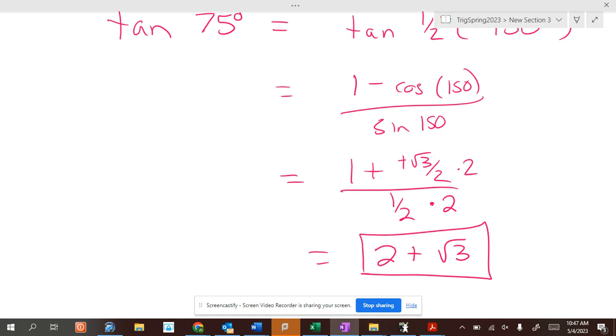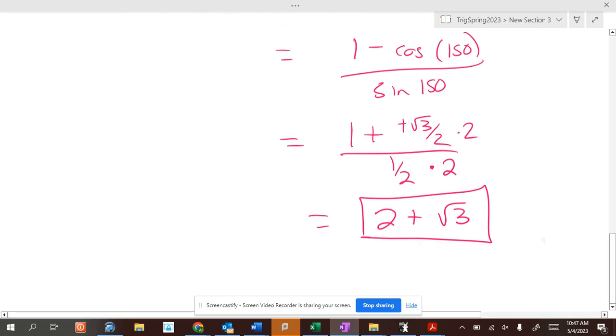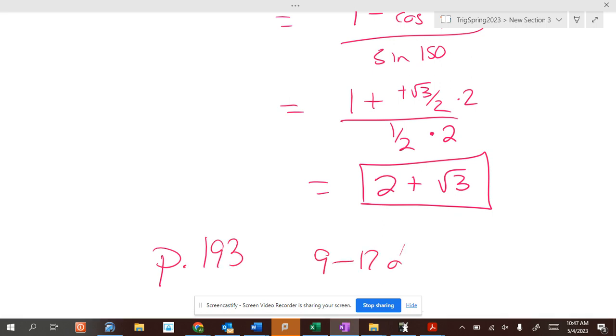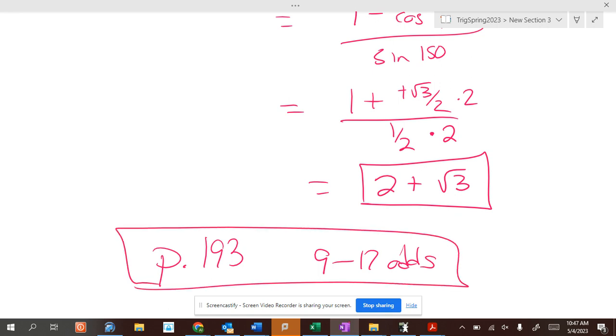All right, page 193. 9 through 17, the odds. Another 5 problems.